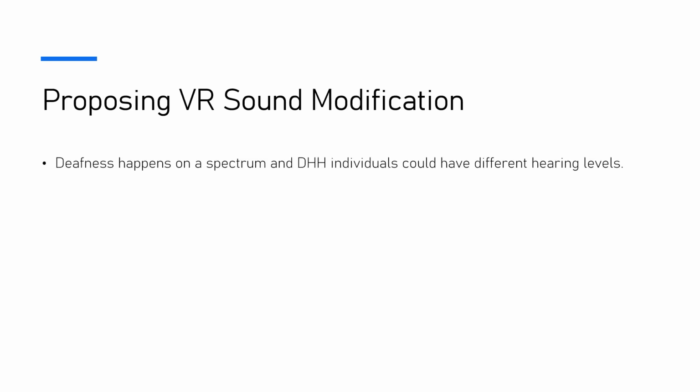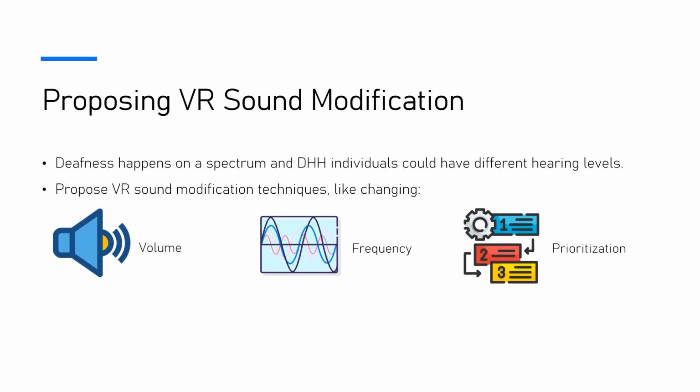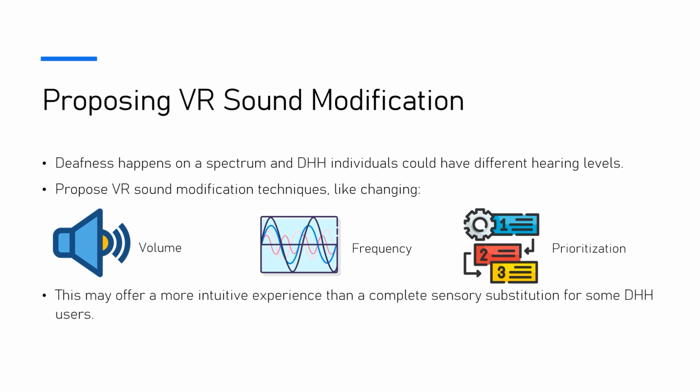Since deafness happens on a spectrum, and DHH individuals could have different hearing levels, we propose that a VR application can use sound modification techniques like changing the volume, frequency, and prioritization of sounds to deliver sound information seamlessly. This may offer a more intuitive experience than a complete sensory substitution for some DHH users. This paper conducts a systematic exploration in this space.